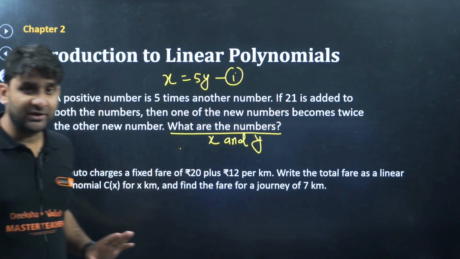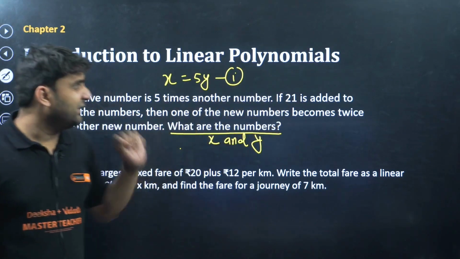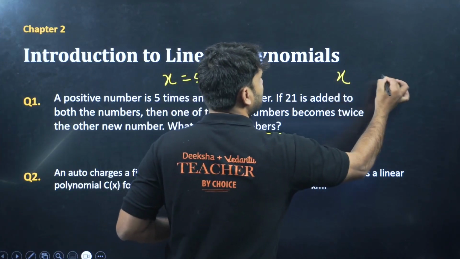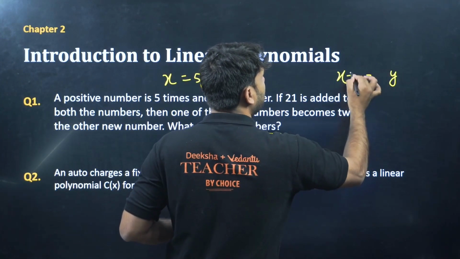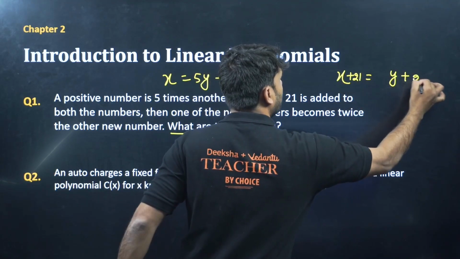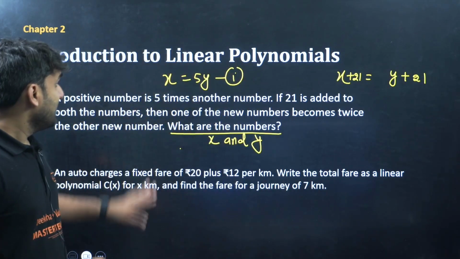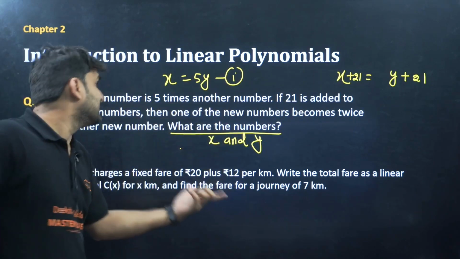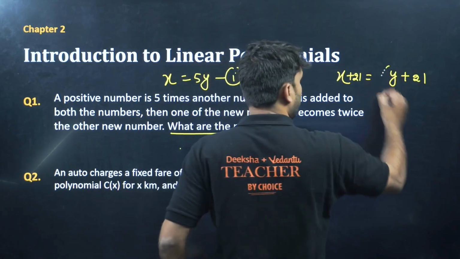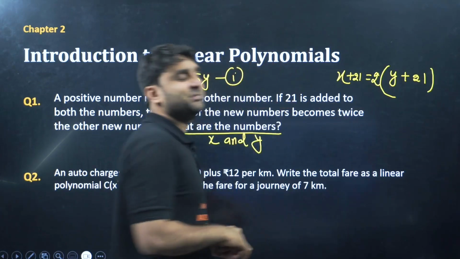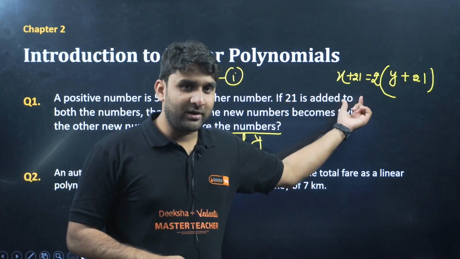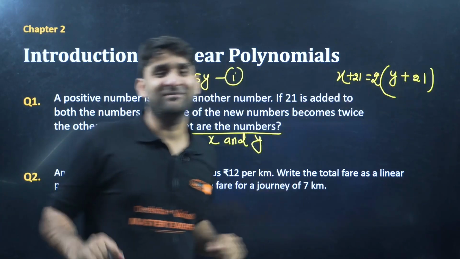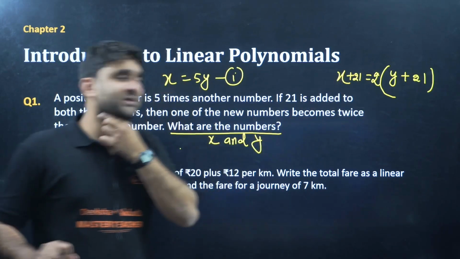Now read the second equation carefully. If 21 is added to both the numbers, very good. So we have x, and let's say this is y, and when 21 is added to both the numbers, then one of the new numbers becomes twice the other number. x plus 21 will be the new number, and y plus 21 is the other number, but the new number has become twice the other number, right? So x plus 21 is equal to 2 times y plus 21.